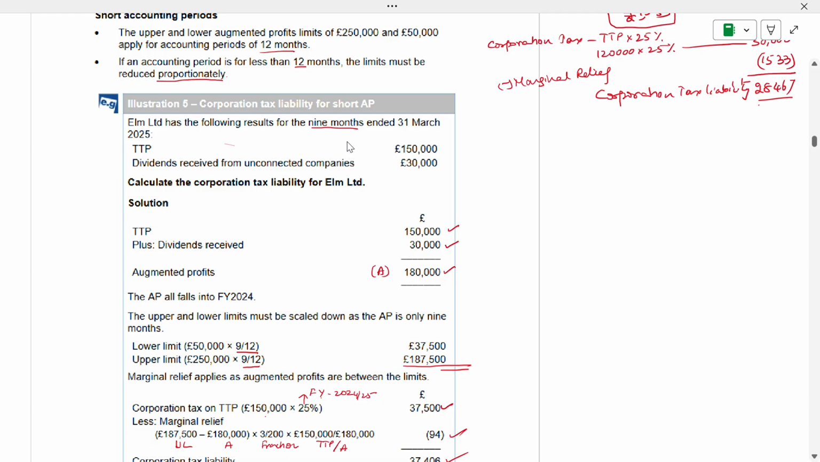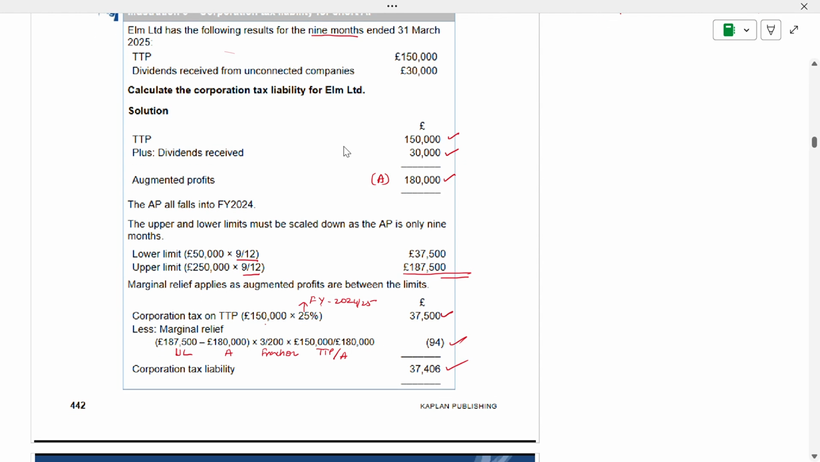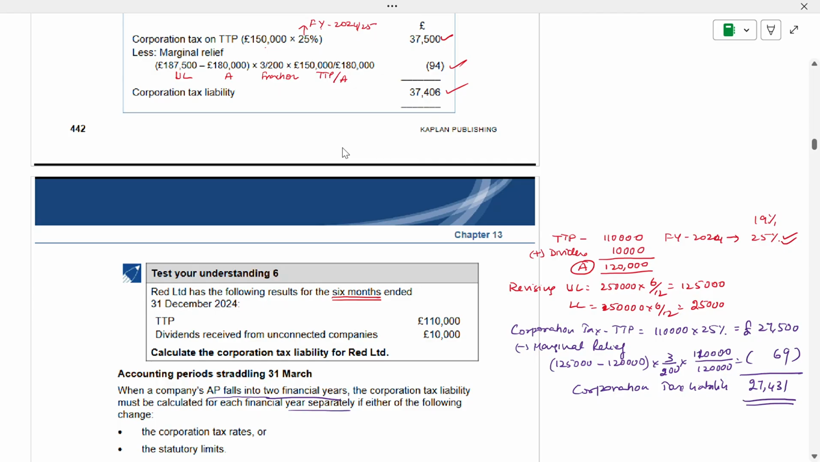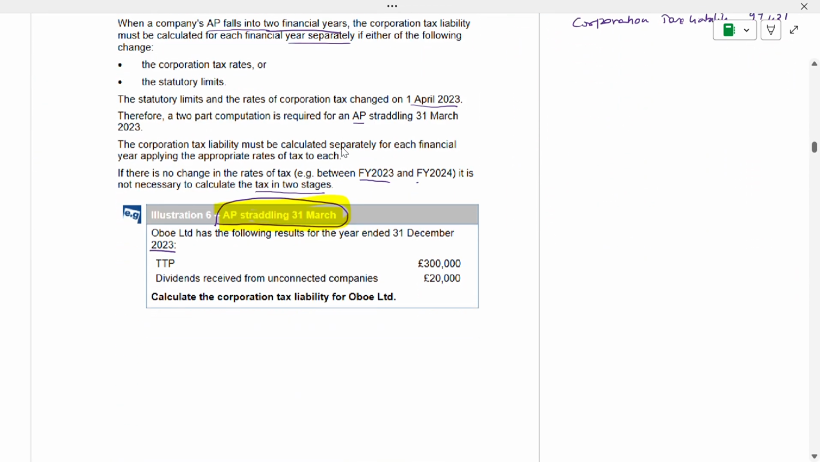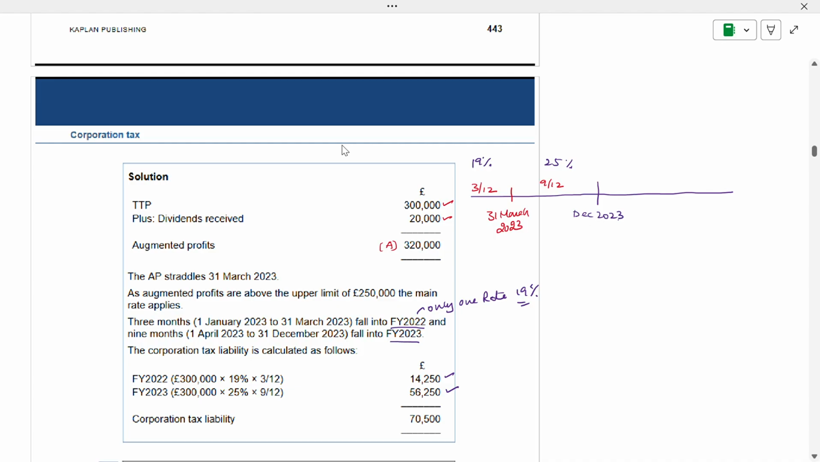If the profit is for 6 months, then you have to take relief for 6 months. That is different, this is different. Here we have taken a short accounting period. If it is 9 months, then we will revise the limits for 9 months. If it is for 6 months, then we revise the limits. Here it is for the full year, so why will we revise?